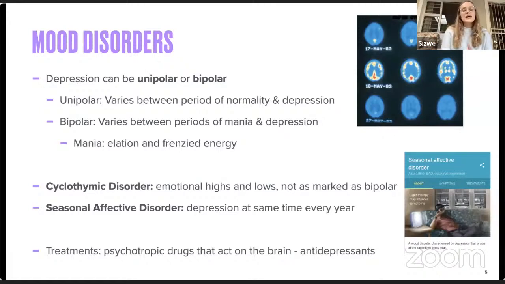Okay. Then cyclothymic disorder is when you have emotional highs and lows. It's not as marked as bipolar disorder. I can see the highs are really high. I can see the lows are really low. Cyclothymic disorder is more, we see that cyclical switching between moods over weeks. Like 1 week is really good, 1 week is really bad, and it's quite intense.